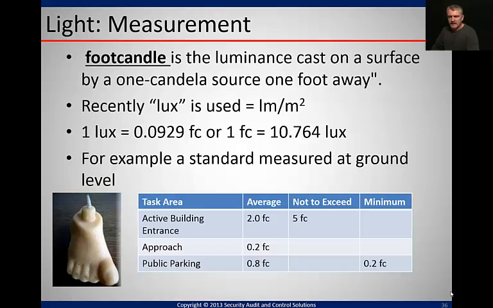An example of a standard measurement at ground level, this was taken from a municipality as recommendations for the people installing the lights. We have a task or an area such as an active building entrance, average of 2 foot candle, not exceeding 5 foot candle. An approach environment there at the building entrance could be 0.2 foot candle. And the interesting thing here as well, when we look at public parking, the average should measure 0.8 foot candle. However, there should be a minimum of 0.2 foot candle.